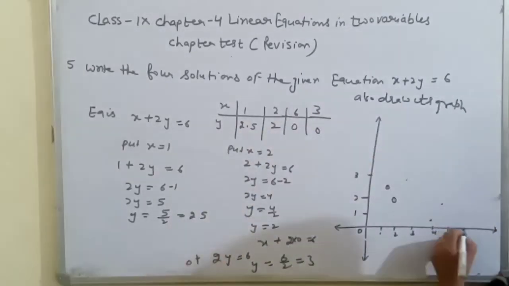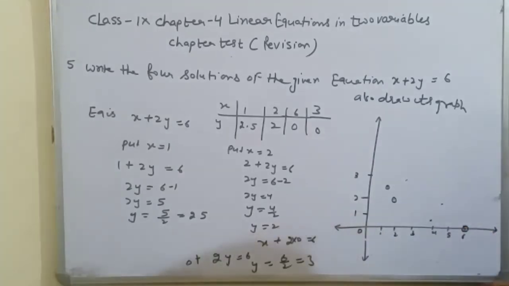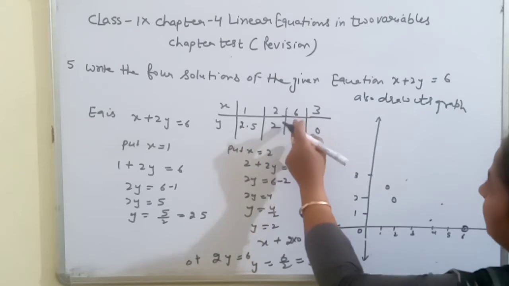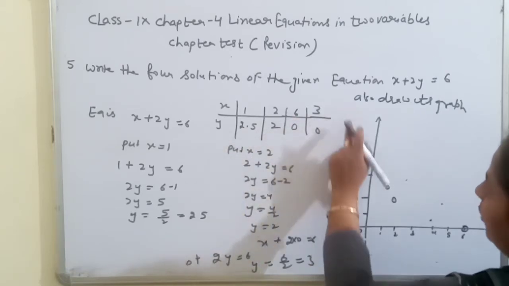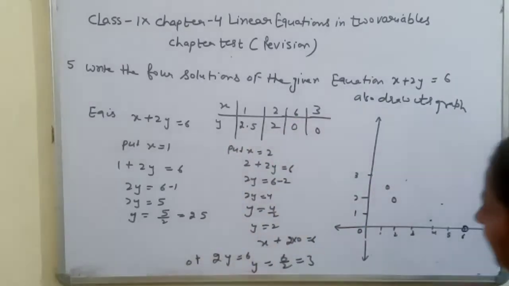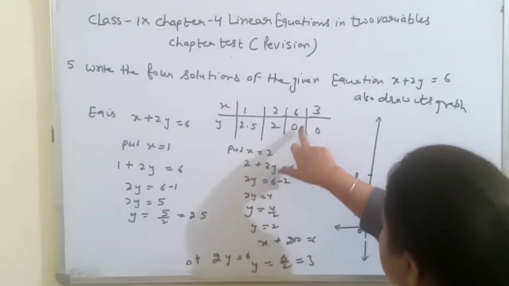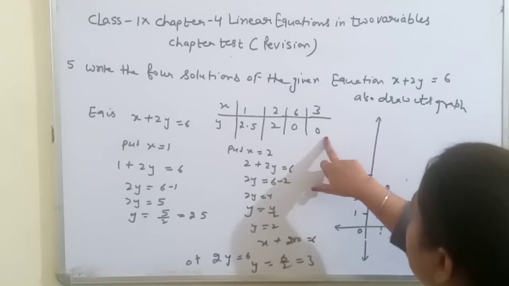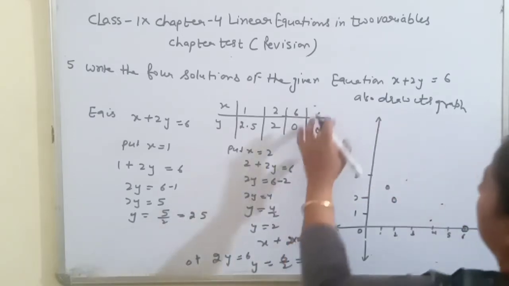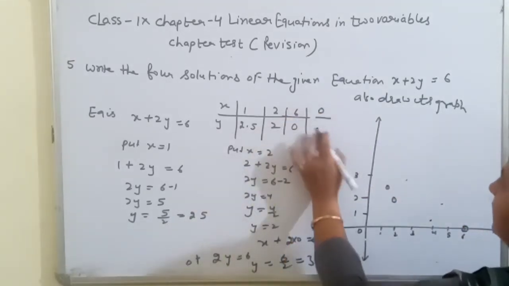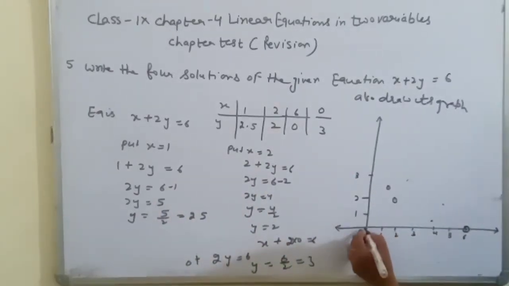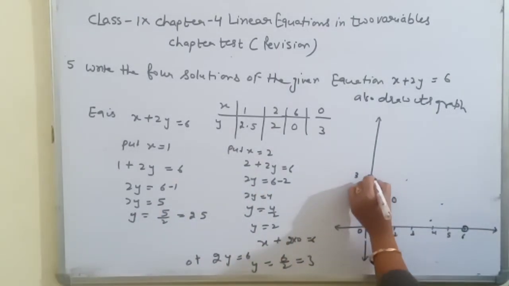When x is 6, y is 0. Sorry, I think I have done wrong here. When y is 0, x is 6, and when x is 0, y is 3. X is 0, y is 3. Now this is the position.